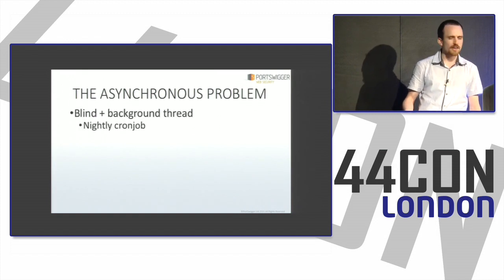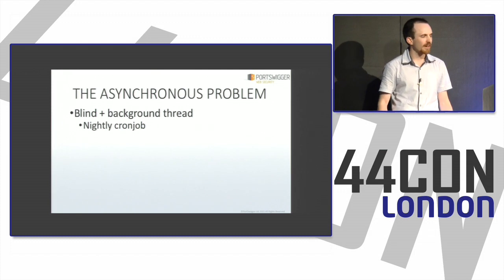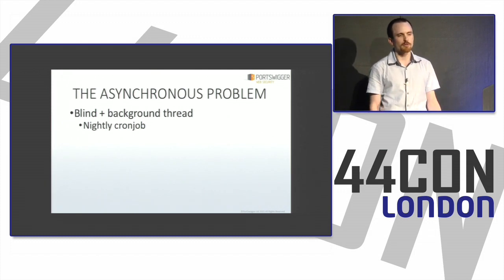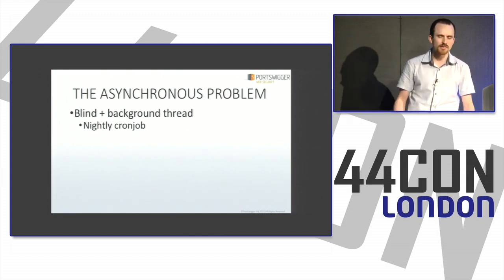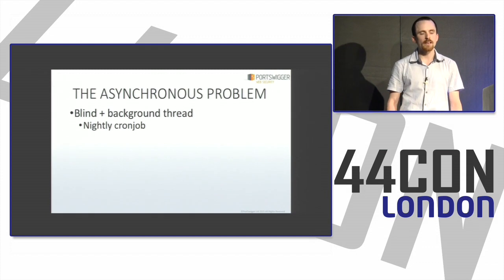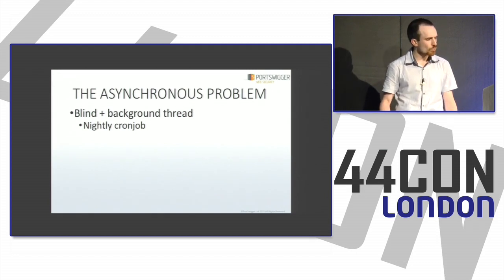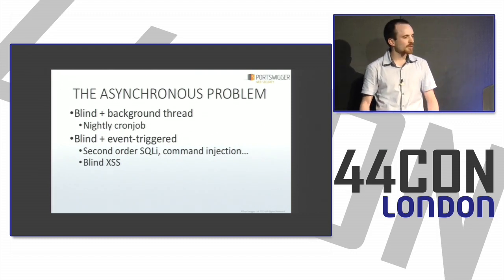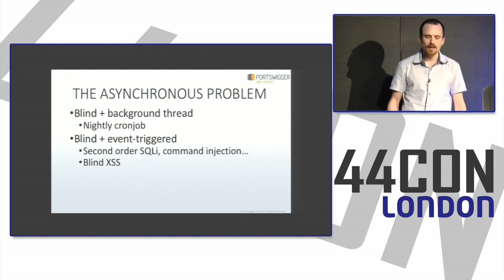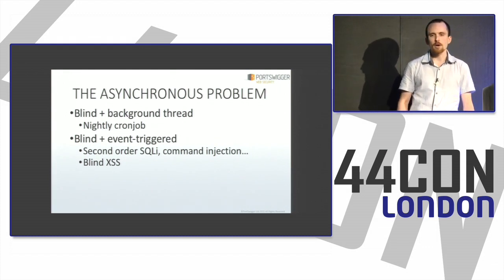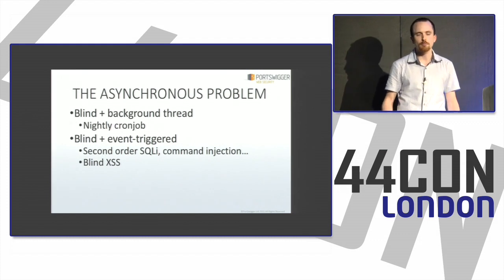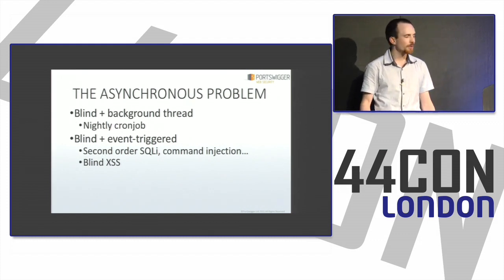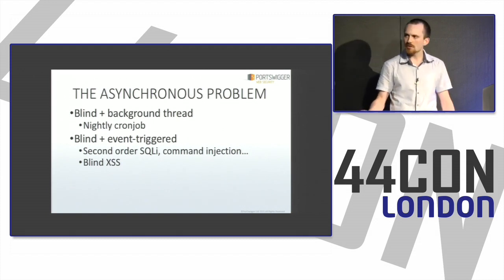And these can occur in various ways. The most common way, I think, is a blind issue that occurs in a background thread. So you could have a nightly cron job that's vulnerable to shell command injection, or even some kind of asynchronous task like sending an email that gets fired off straight away. You can also have event-triggered issues. So something like second-order SQL injection, where you've got your input on one page, but the vulnerable statement isn't executed until you perform a certain action on a different page. It's a well-known issue, but when it's blind, it can be really hard to find. Same for blind cross-site scripting.